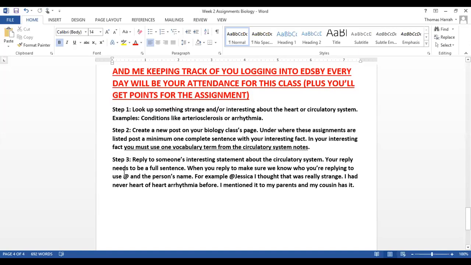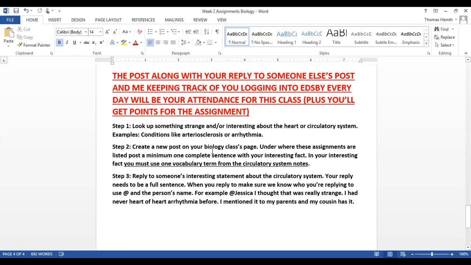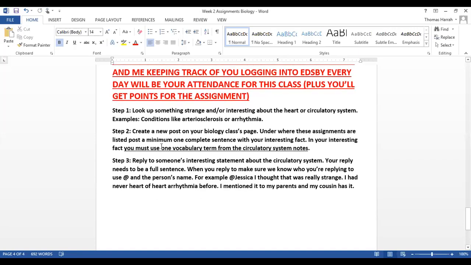Step 2, you're going to create a post on your biology classes page. Under where these assignments are listed, post a minimum of 1 complete sentence with your interesting fact. In your interesting fact, you must use 1 vocabulary term from the circulatory system notes. So if you say something about the heart, tell me what part of the heart you're talking about. The left atrium, the right ventricle, something like that. Tell me, is it the aorta? Give me a vocabulary term from the notes in your post.